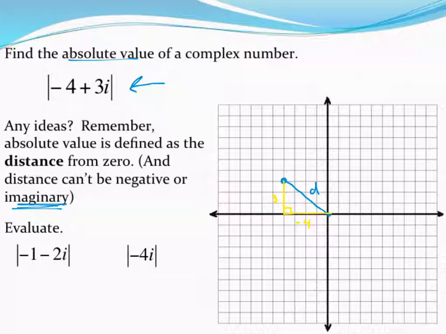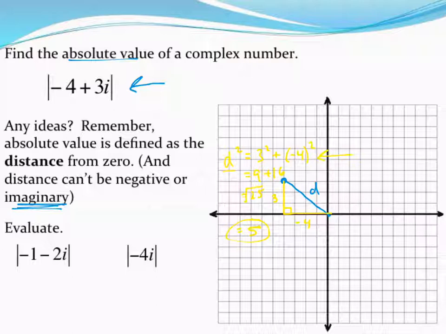So if I do that, I would have distance, which is my absolute value in this case, is equal to 3 squared plus -4 squared, and make sure that's in parentheses when you square it. It always needs to be. That gets me 9 plus 16. And finally 25. Remember though, we had d squared, so the final step is to take a square root. The square root of 25 gets me an answer of positive 5. So the absolute value of the complex number -4 plus 3i is just positive 5.